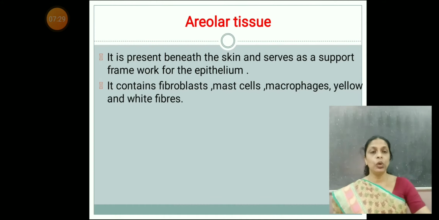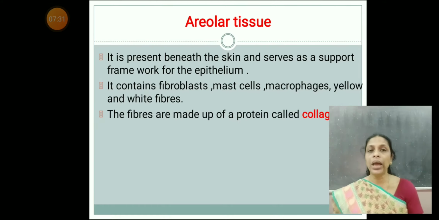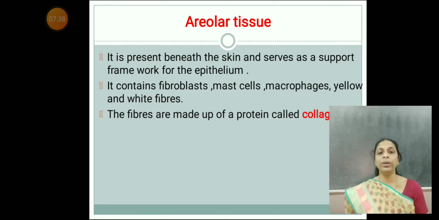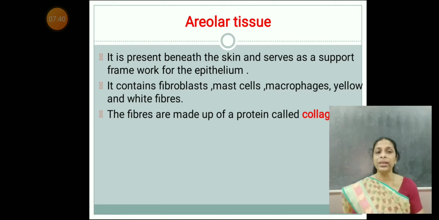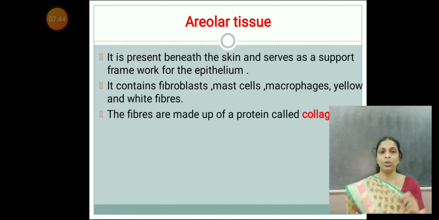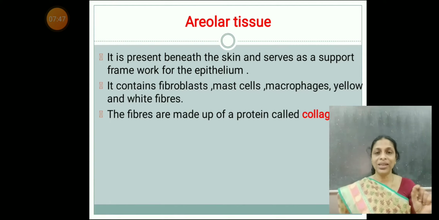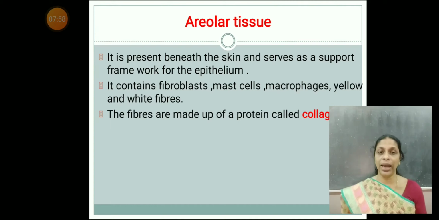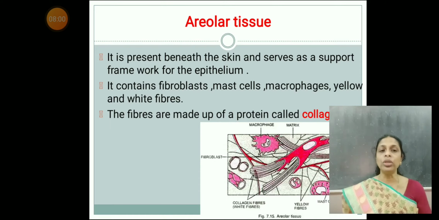Hope it's clear. So areolar tissue contains fibroblasts, mast cells, macrophages, and yellow and white fibers, and the fibers are made up of a protein called collagen, C-O-L-L-A-G-E-N. The G-E-N part is just hidden because of the camera, so I think you got the word. The fibers are made up of a protein called collagen, C-O-L-L-A-G-E-N. Okay, so that is all about areolar tissue.